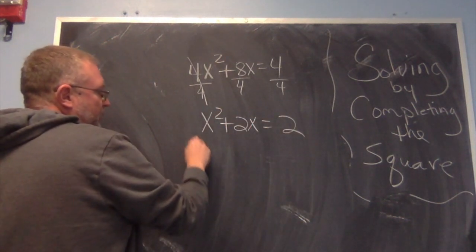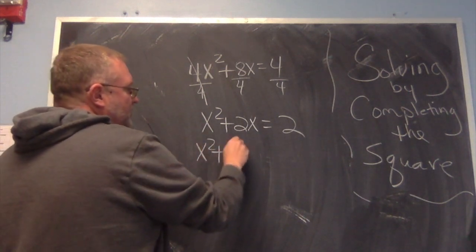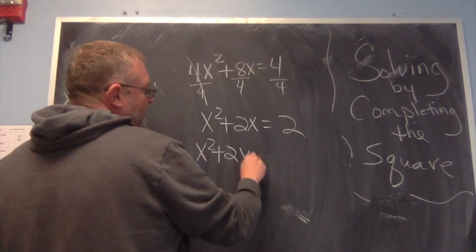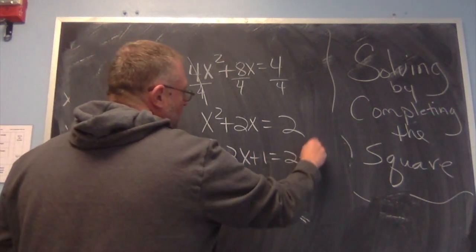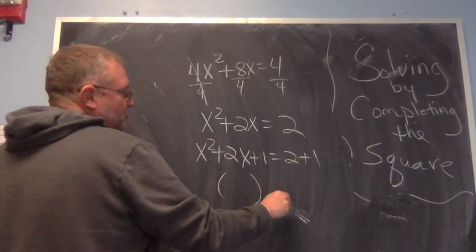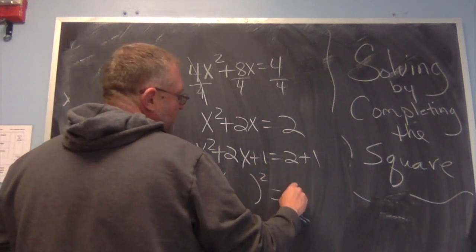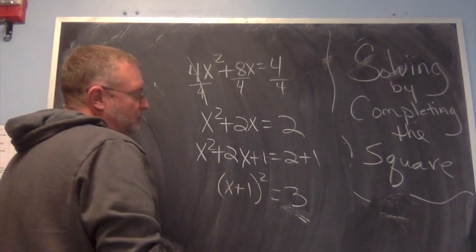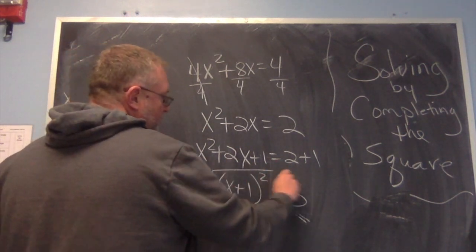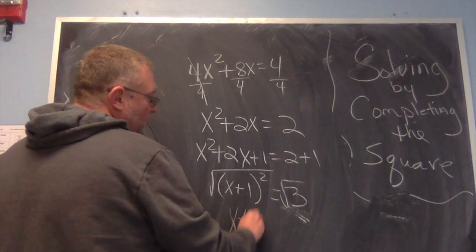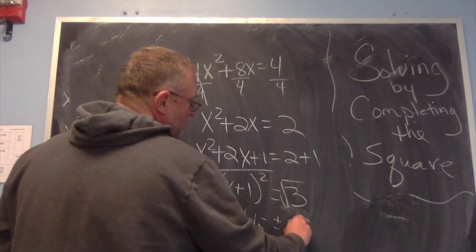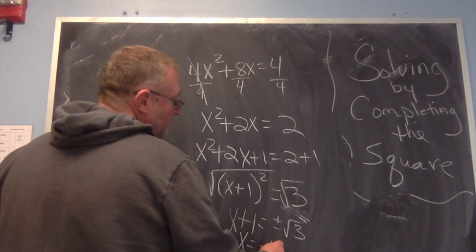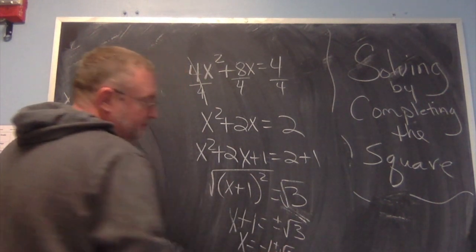Now I need to finish the square, complete the square. I do that by multiplying this times a half. Half of 2 is 1. Then squaring it, so plus 1 equals 2 plus 1. Then I find the perfect square. 2 plus 1 is 3. Obviously this is going to be x plus 1 times x plus 1. Square root, square root. X plus 1 equals positive negative square root of 3. Subtract 1, so x is going to equal negative 1 positive negative square root of 3.